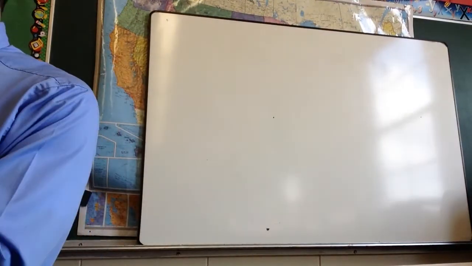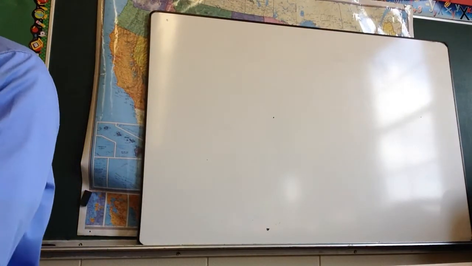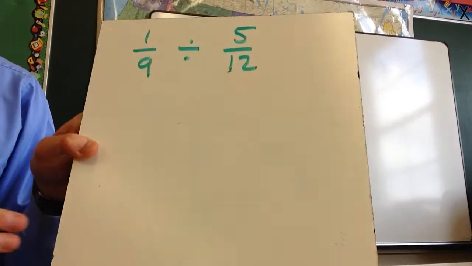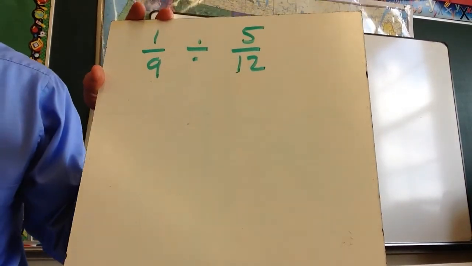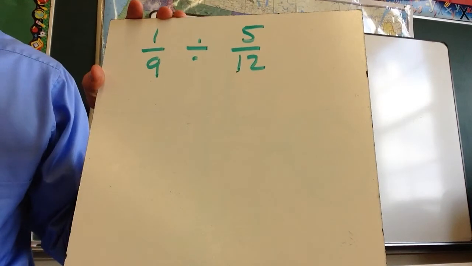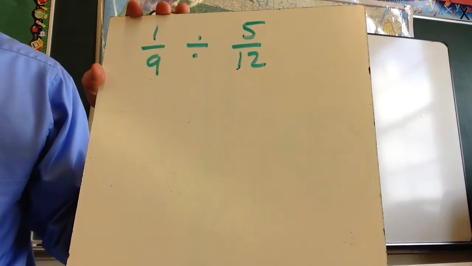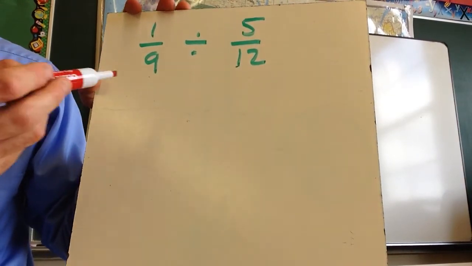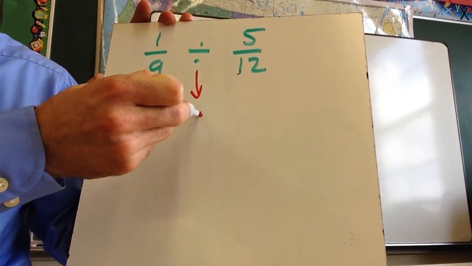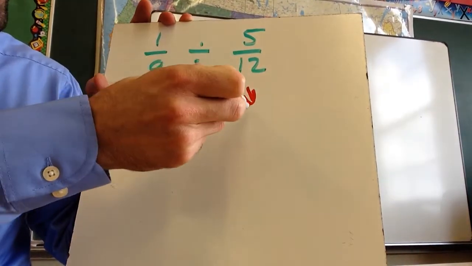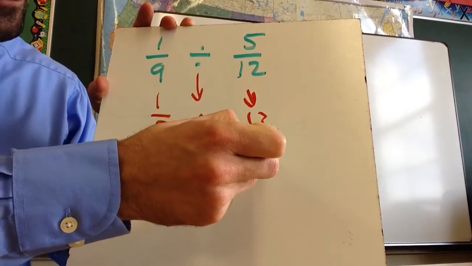Now the reason why you need to know the multiplicative inverse is because if we take a problem like this one and we're going to try to divide fractions, I need to change this to a multiplication sign. A lot of people have learned this trick where you flip one fraction and it becomes multiplication. So this is 1/9, and I'm going to change this to multiplication, and then I have to take the multiplicative inverse of the second fraction.